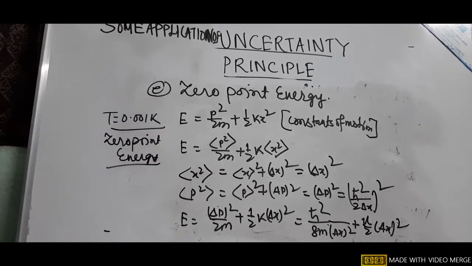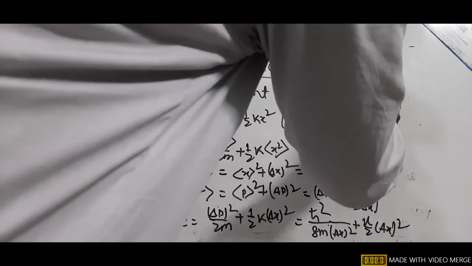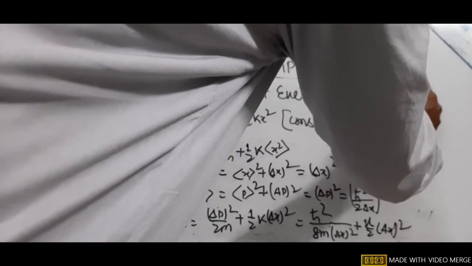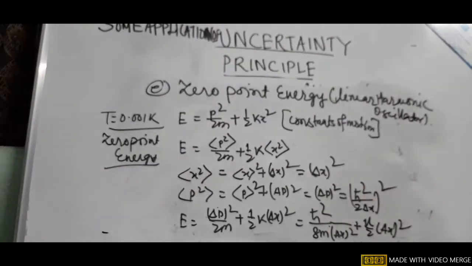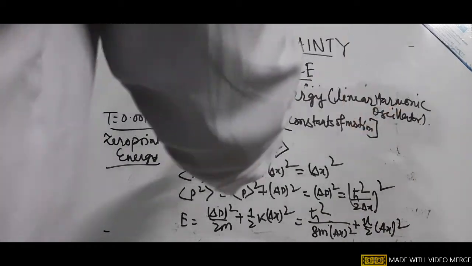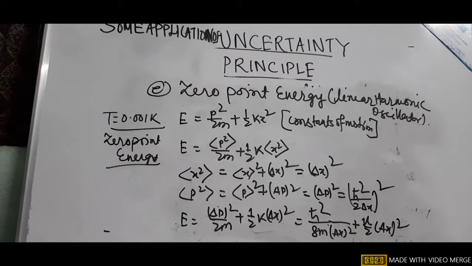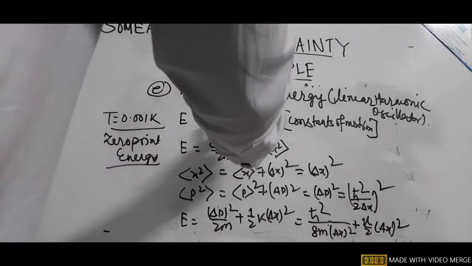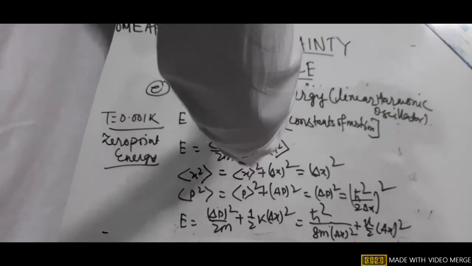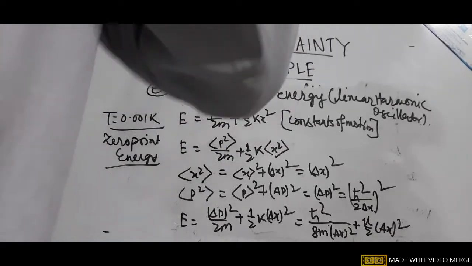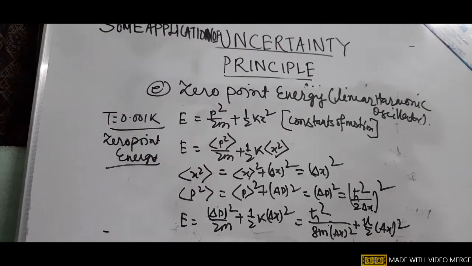So let us calculate the zero point energy of a linear harmonic oscillator. As you know, the total energy of an oscillator is the sum of the kinetic energy and the potential energy. Kinetic energy is p squared by 2m, and potential energy is half k x squared, where k is the spring constant and x is the displacement of the atom.